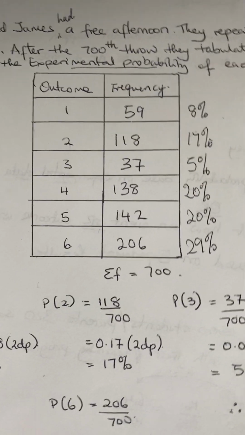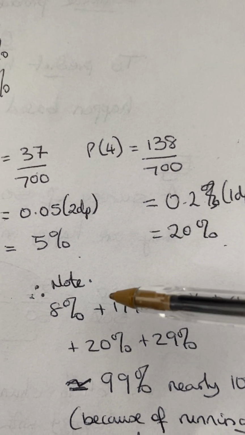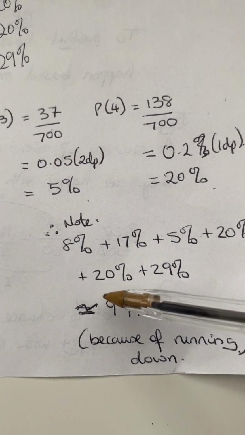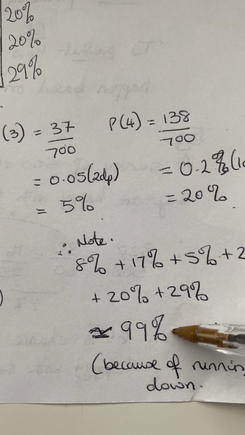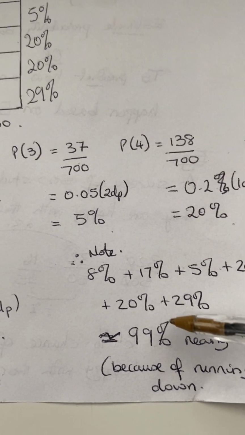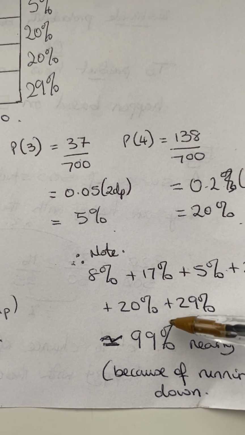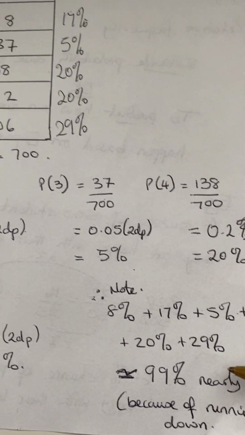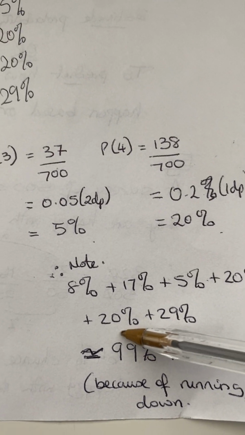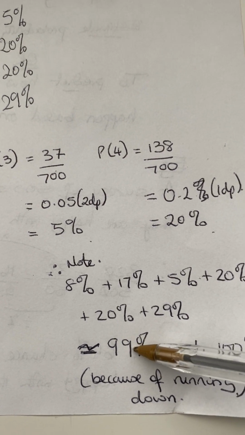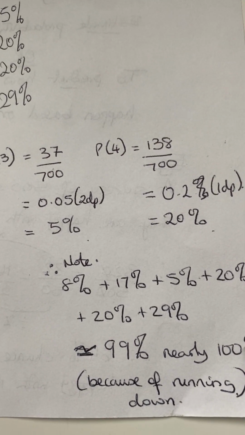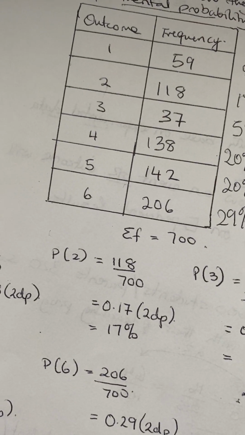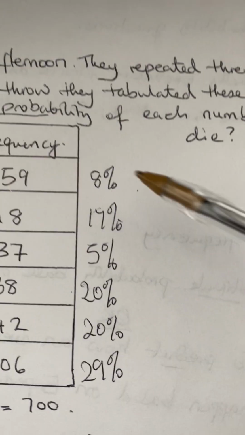Okay, now when I add all the answers I got in percentage, I got 99%. Okay, so the rounding up and down to 2 decimal places, 1 decimal place, made me a little less than 100, but it's nearly 100. Okay, so it means it's right. Okay, so look at it now.